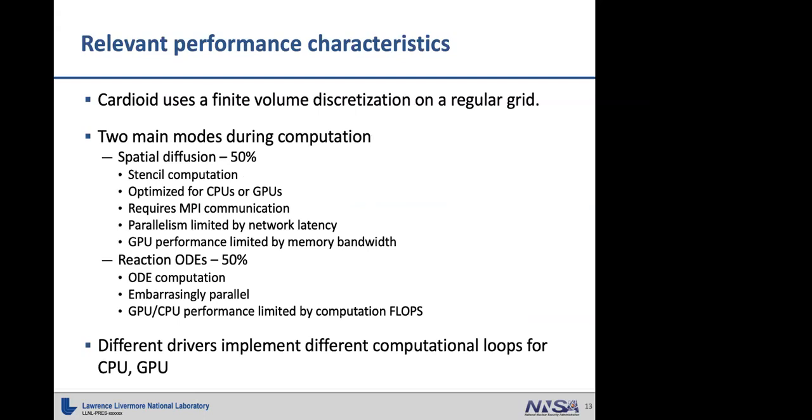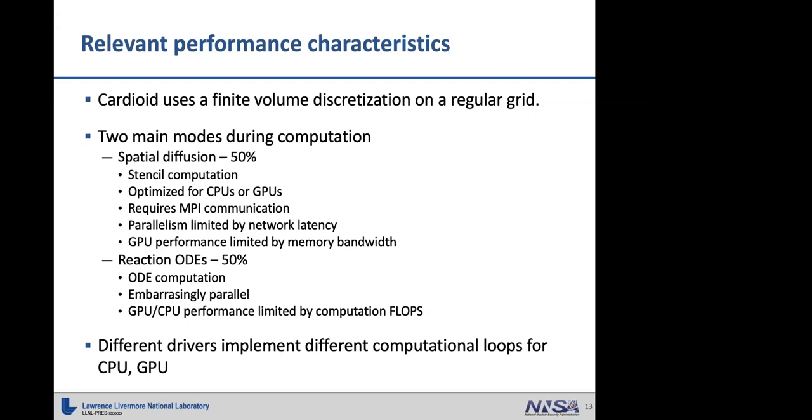Things you need to know about the performance characteristics. Cardioid uses a finite volume discretization on a regular grid for its simulations. However, while the grid is regular, the nodes that are active on the grid depend on the geometry. For your simulation, you're going to be using square or rectangular slabs of tissue, so you don't have to worry about that as much.